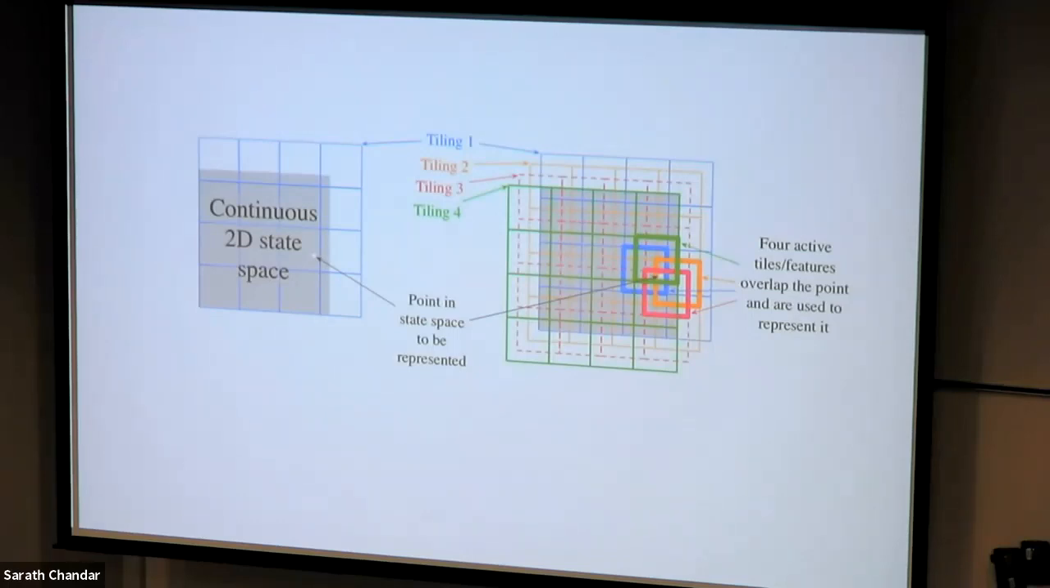Okay, now if you consider this particular white point, which is my state. Okay, very bad color choice. Maybe let me do black. So if you consider this particular white point, it is going to be represented by different tiles in different tilings. Okay, so the whole thing is called a tiling, and it has individual tiles. So it is going to be represented by 4 tiles or 4 features from different tilings.